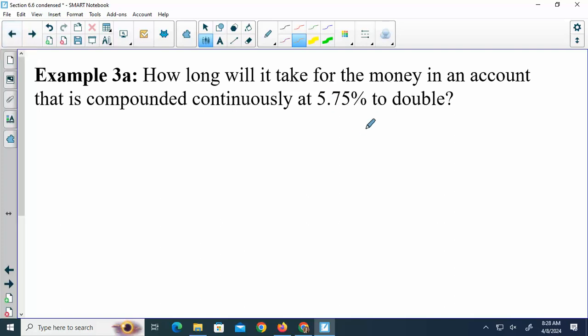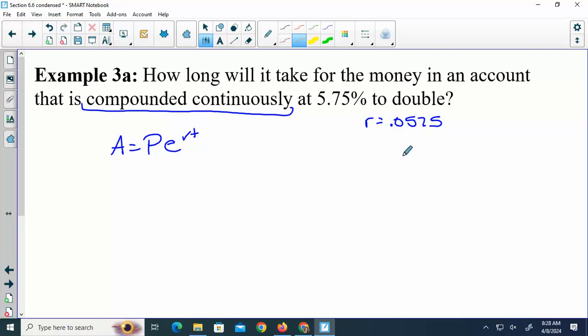How long would it take for the money in an account that is compounded continuously? So when I see that continuously, that tells me I'm using the second formula. I want to know how long it'll take it to double. What is our rate for the R? We will use 0.0575. Okay.